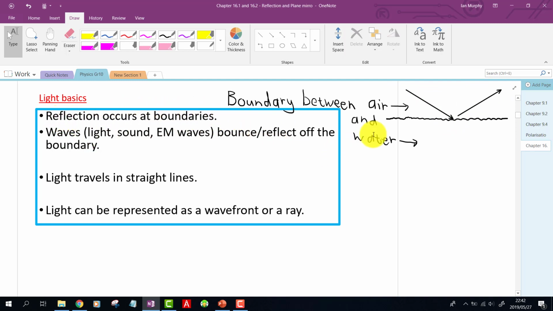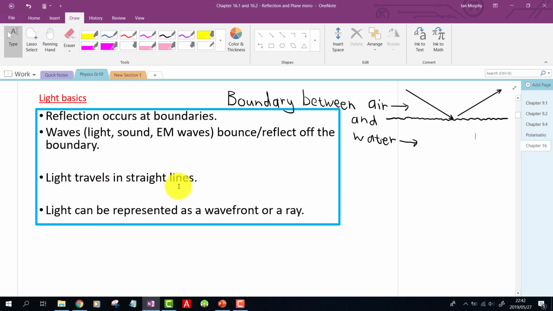Another example could be between air and something solid like a mirror, where reflection can also occur. None of the questions in this video are about this topic, but just so that you understand what that sentence refers to: waves such as light, sound, and electromagnetic waves bounce or reflect off the boundary. Here we can see what reflection looks like.